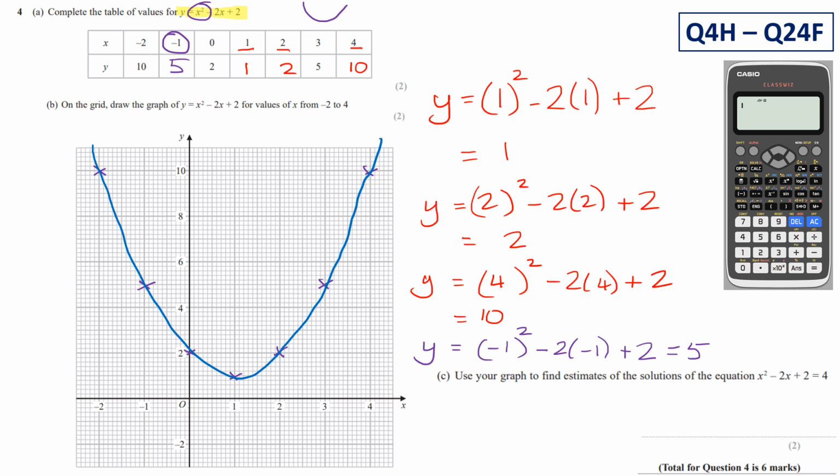So in part C, I need to use the graph to find the estimates for where the quadratic is equal to 4. So what I need to do is use the graph to find the solutions, plural, telling me there's more than one answer. Where does this graph equal 4? Well, y equals 4 is a horizontal line. I draw a line across at 4.